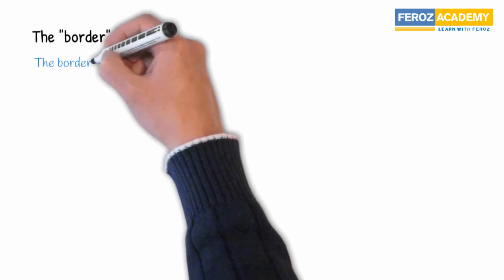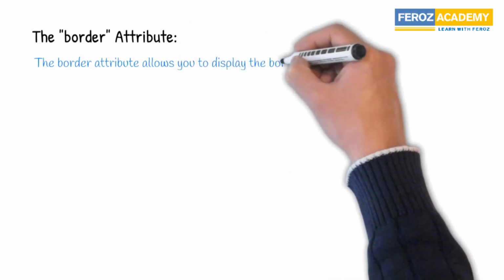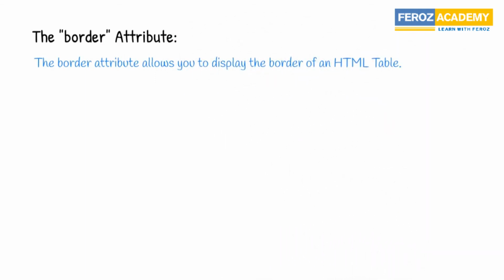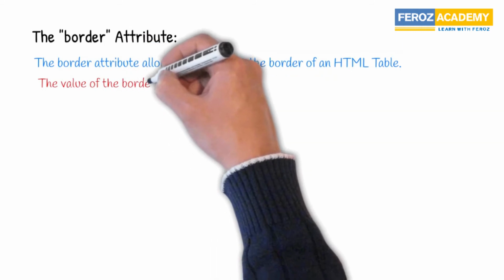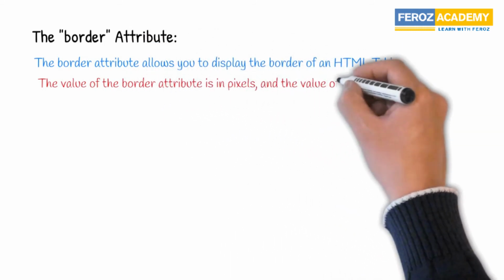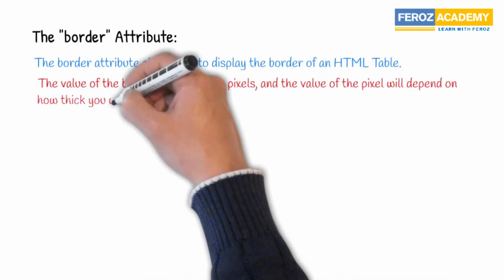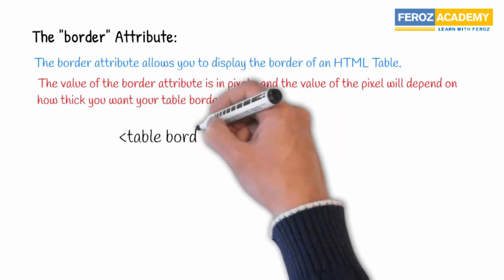The border attribute allows you to display the border of an HTML table. The value of the border attribute is in pixels, and the value of the pixel will depend on how thick you want your table border to be.